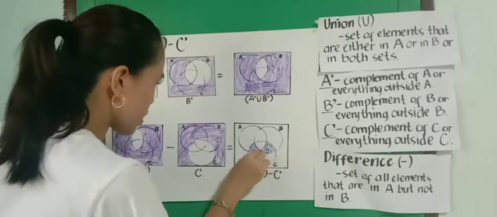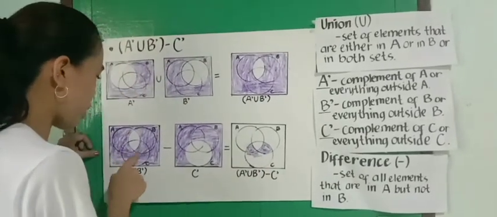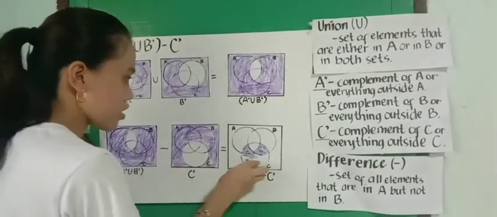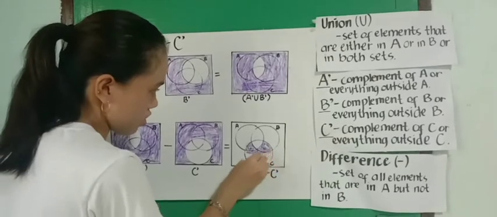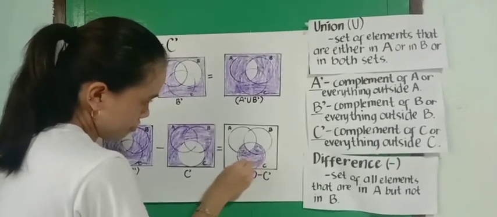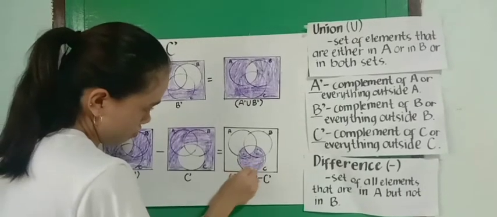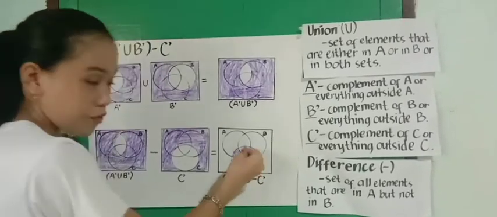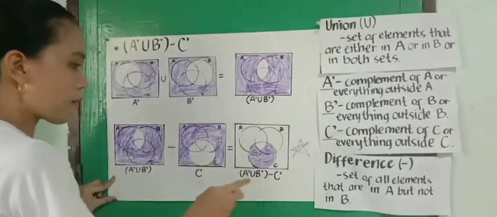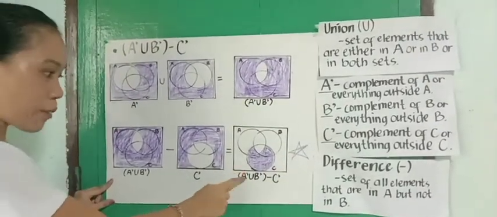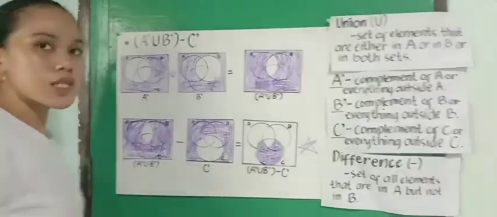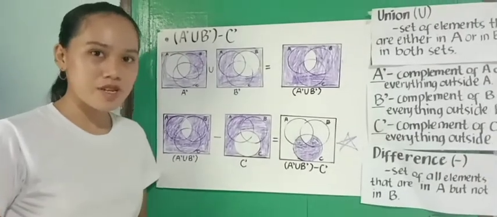And also in the C. So since the shaded part here cannot be found here, since it is different, therefore our final answer would be this. We have the A prime union B prime minus C prime. So thank you for listening. I hope you learned something.